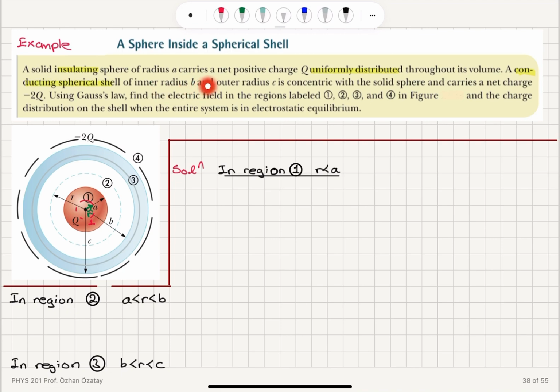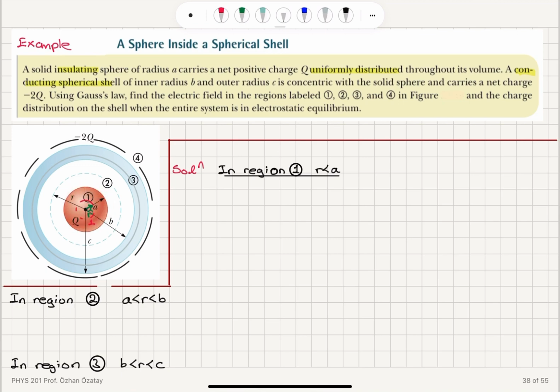of inner radius b and outer radius c is concentric with the solid sphere and carries a net charge minus 2q. Using Gauss's law, find the electric field in the regions labeled 1, 2, 3, and 4 in the figure.